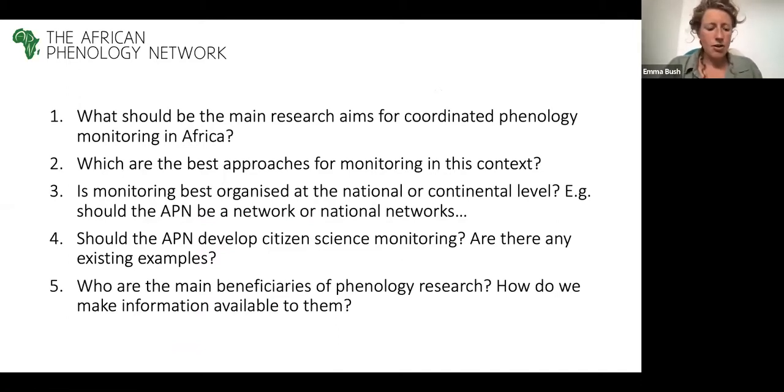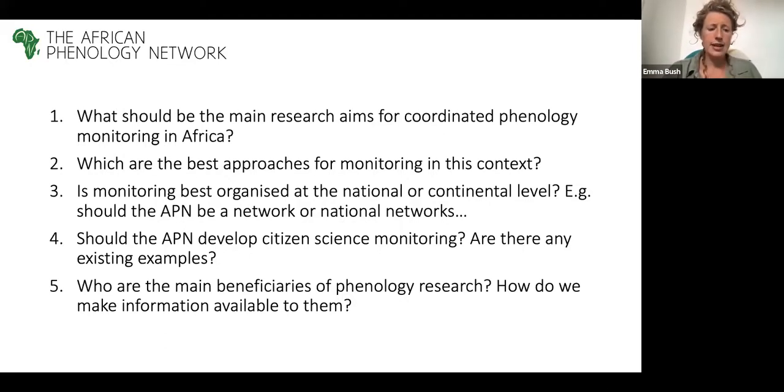And I just wanted to leave us now with some questions that I've been thinking of leading up to this workshop that I think we can all be thinking about together as we hear these presentations, and maybe we can take these questions into the breakout rooms and into the final discussion. So firstly, what should be the main research aims for coordinated phenology monitoring in Africa? Obviously, we're all thinking about the impacts of climate change on ecosystems, but I guess most specifically in this context for African nations, what should be the main research aims? Secondly, which are the best approaches for monitoring in this context? So when you're listening to what's going on in the USA or India, which approaches can we borrow and develop in the African context?